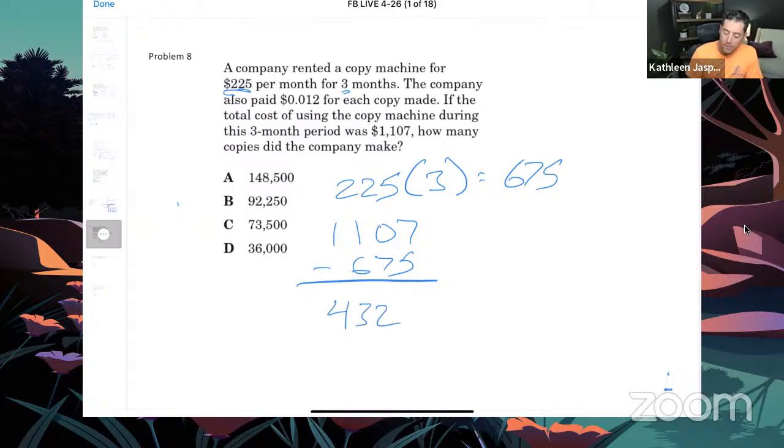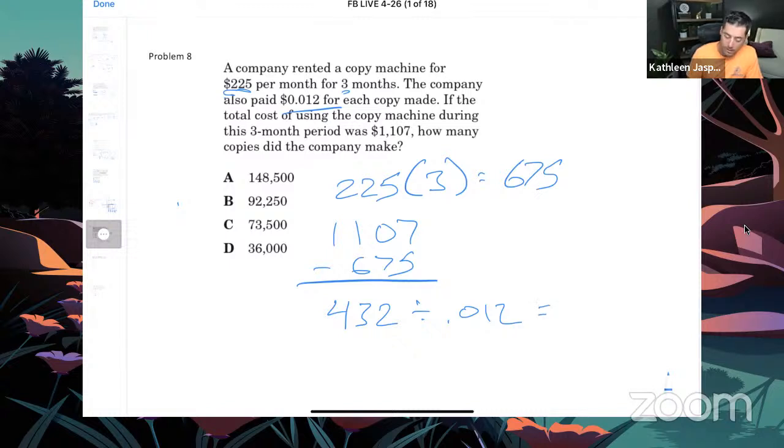$432. So now what do I do with that $432? That $432 represents our copies. And our copies cost $0.012. So let's just divide that $432 by our 0.012.